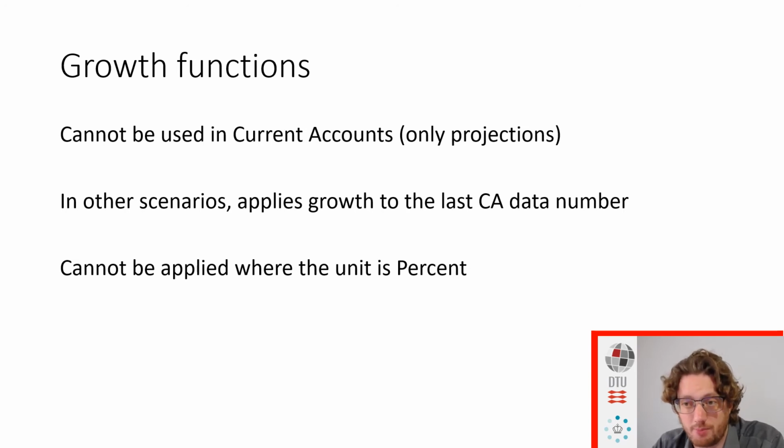In all scenarios, the first growth that I showed before applies to the last current account state number. So that's the year before the first scenario year. Usually that means the current year you are actually in when you're making the model. So in this case, it would be 2020 because we might have the data for that, or 2019 because that's our latest data year. And it cannot be applied where the unit is percent. You cannot have a growth on a percent unit. It will not let you do that.